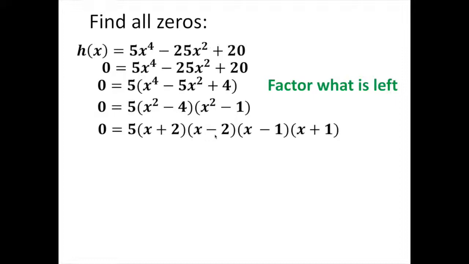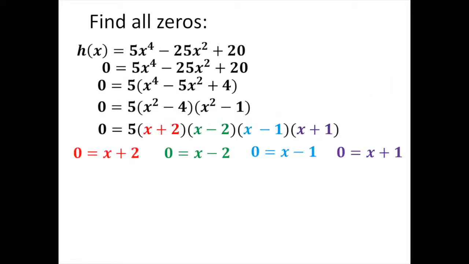X plus 2, x minus 2 is my x squared minus 4. Remember, two numbers that multiply together to give you negative 4, but add together to give you 0. There is no b in this case. So that would be positive 2 and negative 2. And same thing for the 1 here. Positive 1 and negative 1. I set each one of those equal to 0. I color-coded them here so that way you knew where each one of these equations came from. And you just simply solve them.